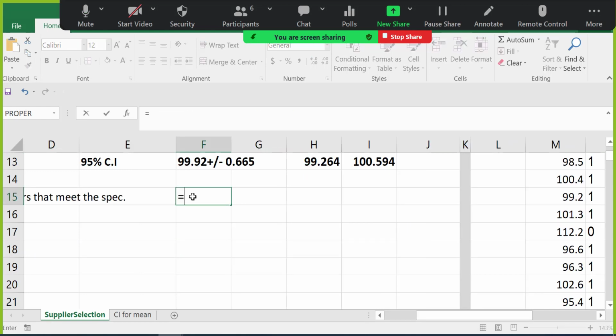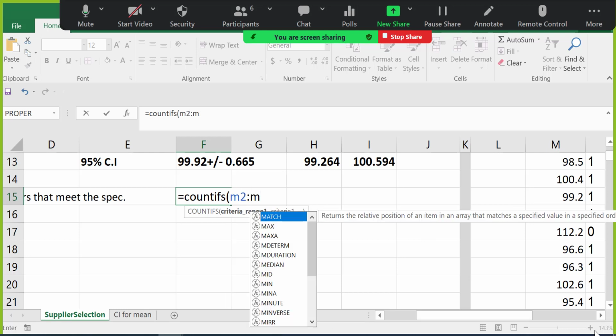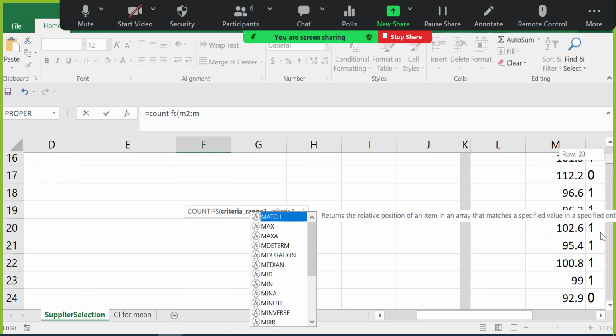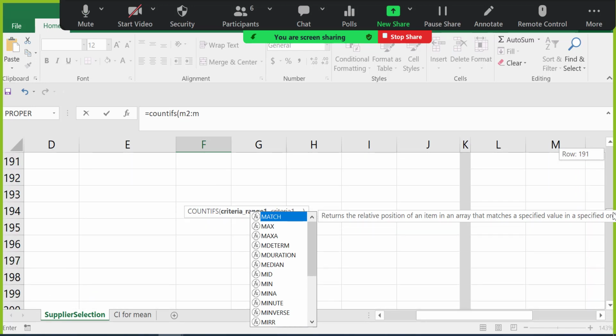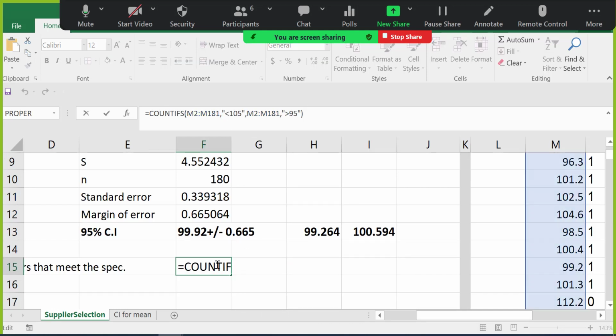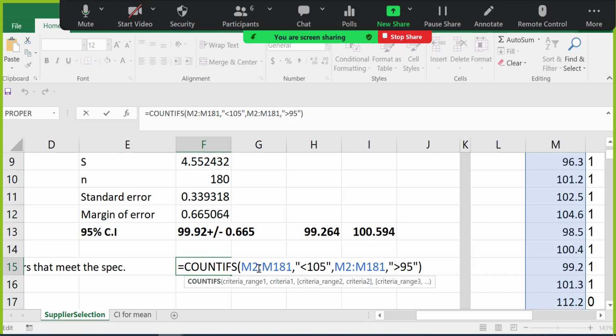Specification, COUNTIFS. Okay. The range 1 from M2 to M. What's the bottom? So if you want one step to solve this problem, you need COUNTIFS, but this time you both refer to the same column. This column less than 105, and also the same column data should be larger than 95.